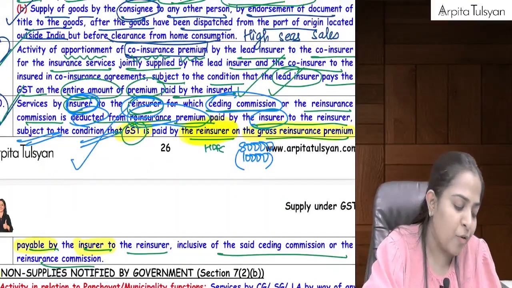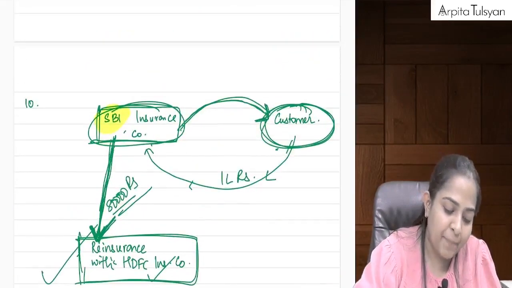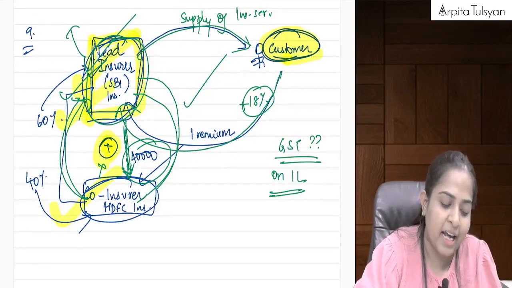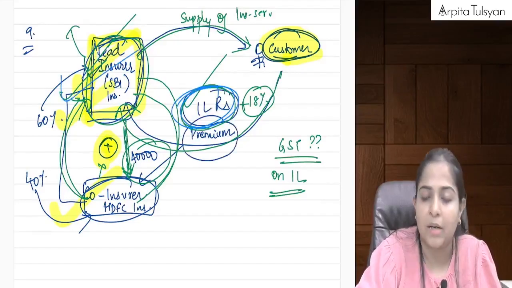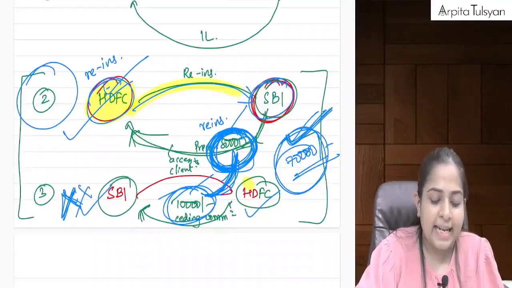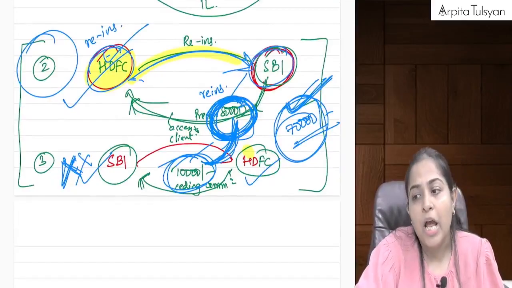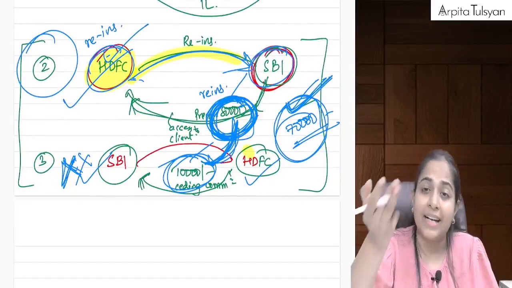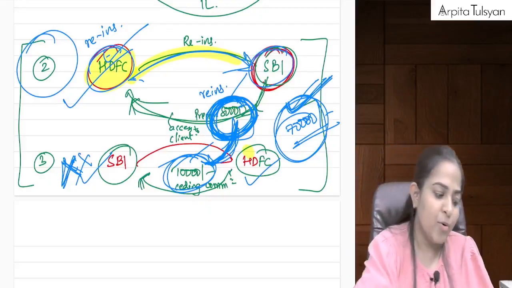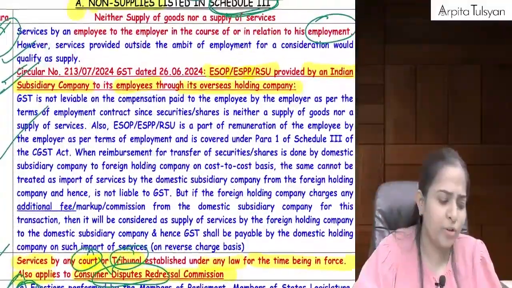In the first one, what was happening earlier? The main insurance company itself was paying the entire premium. So on sharing, on 1 lakh, the entire GST was paid by the main insurance company. So on apportionment, there was no need to pay GST again. Here they are telling that if the reinsurance company has paid GST on the total amount, then on the ceding commission, which is going to be deducted from the same reinsurance premium, no GST is required to be paid. Are you understanding this? Yes, simple, manageable. We'll do questions on this, don't worry about it.